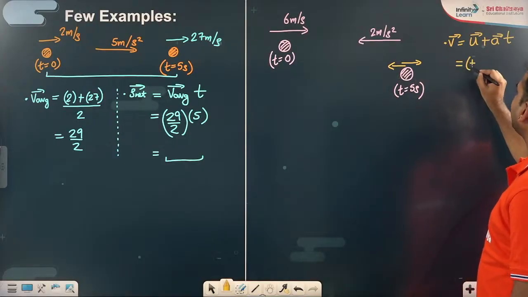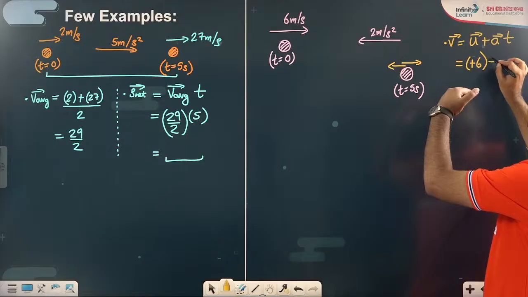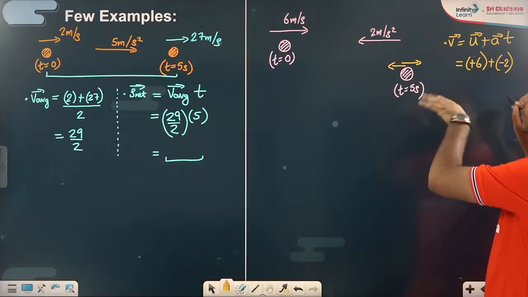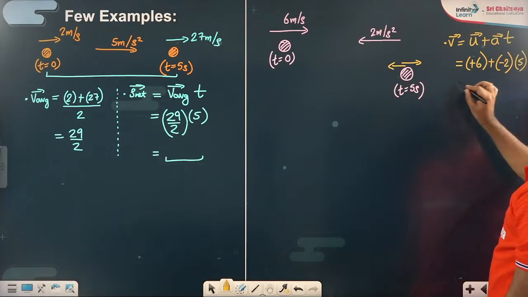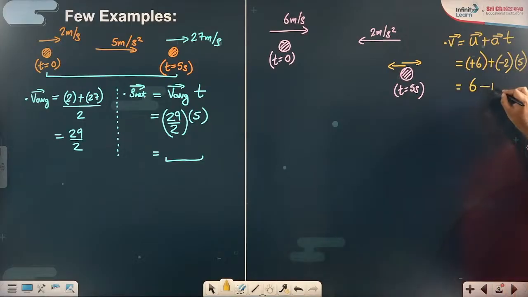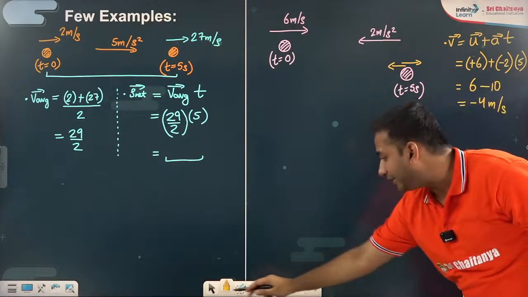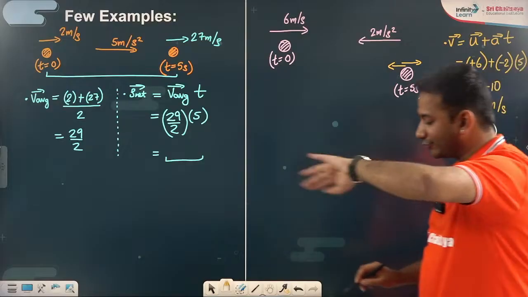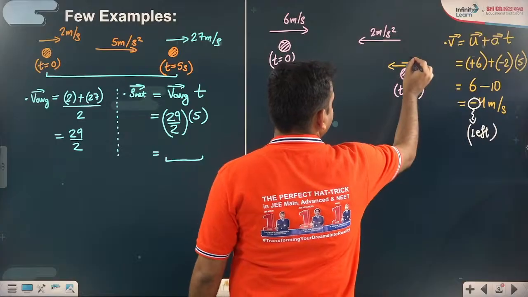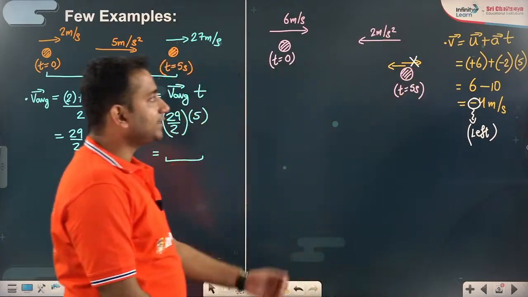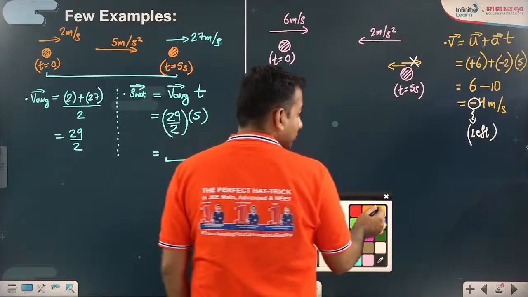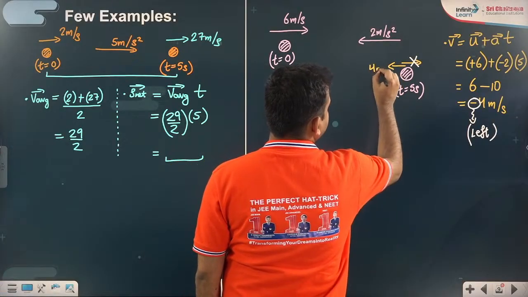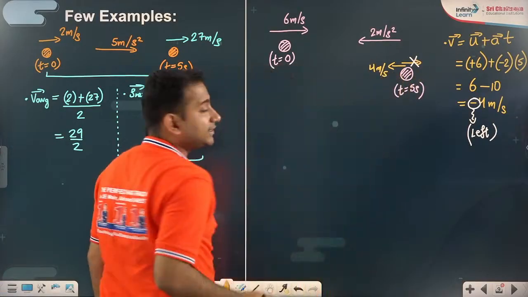Initial velocity is plus 6 because it was forward. Acceleration is minus 2 and the time is 5 seconds. So what you got is 6 minus 10, which is minus 4 meter per second. What is this minus denoting? This minus is denoting towards left, towards the negative x-axis. So this velocity is given by 4 meter per second, but remember, it is in left, means negative.